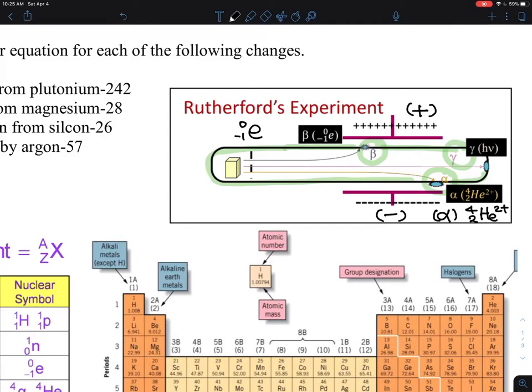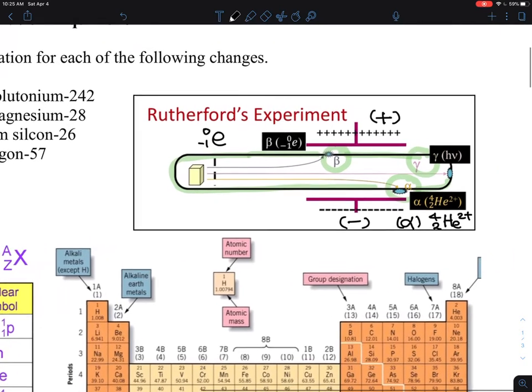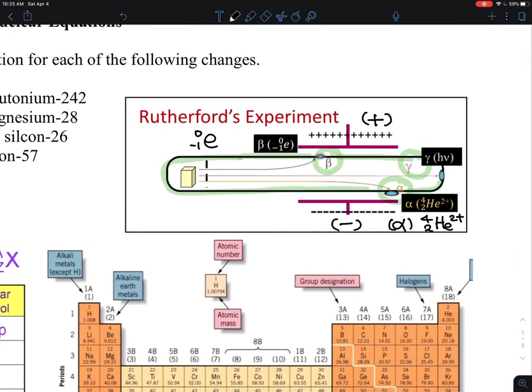Then there is something that doesn't do anything. The electric field going past it, it just passes right through, and this is what we call gamma ray. Gamma ray is just electromagnetic radiation. You remember the h nu that we talked about? The energy is h nu, just an electromagnetic radiation. In the notation of nuclear chemistry, this one does not have charge, and this one does not have mass. So sometimes they use these notations as well.